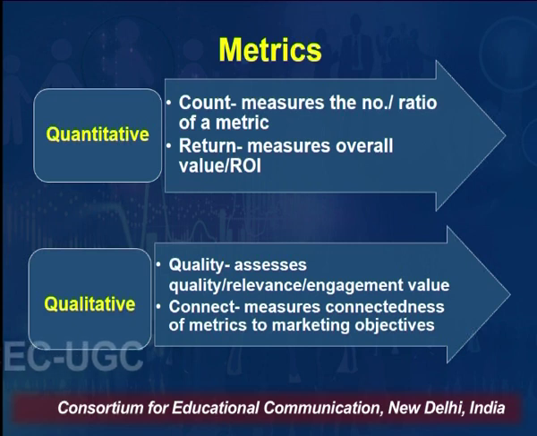The second broader metric which is available in case of a qualitative indicator is that you measure the connect. What do you mean by connect? The extent to which you are able to connect well with the marketing objectives. So, if your marketing objective is to drive action, do you see any sort of conversion which is happening? Then, the connect of conversion metrics to your marketing objectives becomes my connect.